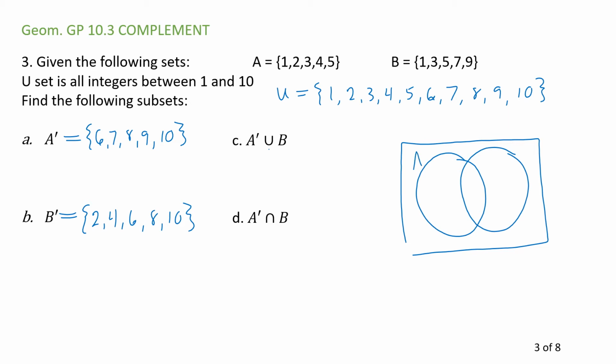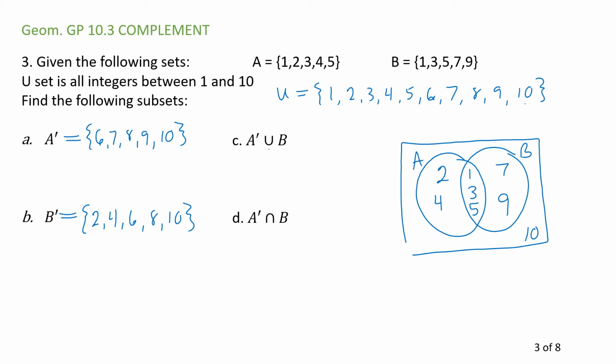So this is A and this is B. Some of these numbers are used more than once. So 1 goes in both. 2 is just in A, 3 goes in both, 4 is just in A, 5 goes in both. I'm done with the A's, and then I've got 7 and 9. And there's one other number that's not used. So 1, 2, 3, 4, 5, 6, and it's the number 10. Number 10 is not in either group.